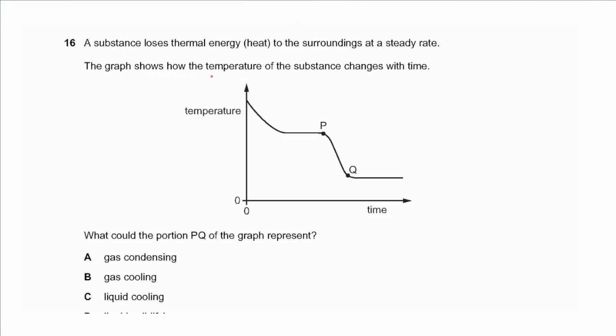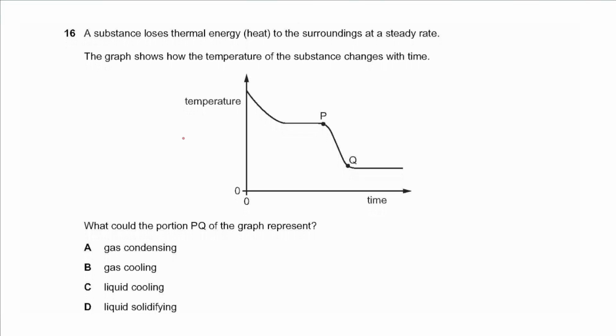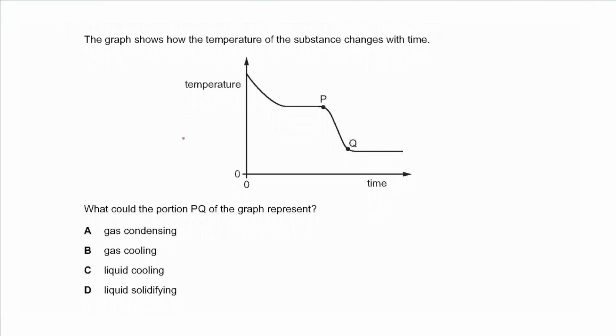Question 16 says a substance loses thermal energy to the surroundings at a steady rate. The graph shows how the temperature of the substance changes with time. What could the portion PQ of the graph represent? So it must have been a gas at first and the gas cooled, then condensed at P until Q.